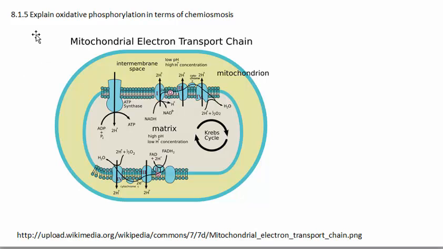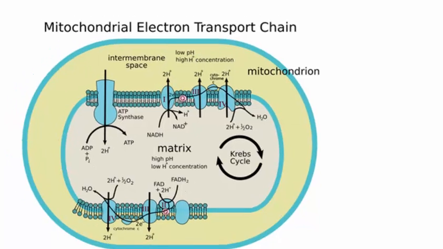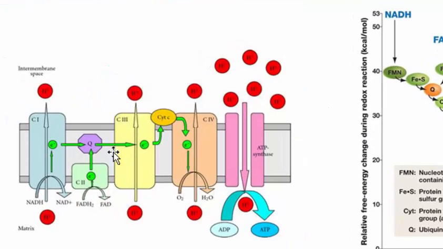The next assessment statement says, explain oxidative phosphorylation in terms of chemiosmosis. So, you notice that this inside space of the inner membrane is called the matrix. And the Krebs cycle goes on inside the matrix. And these NADHs and FADH2s are used to pump H pluses into this intermembrane space, which I'll show you on this next figure. So let's take a look here on the left.